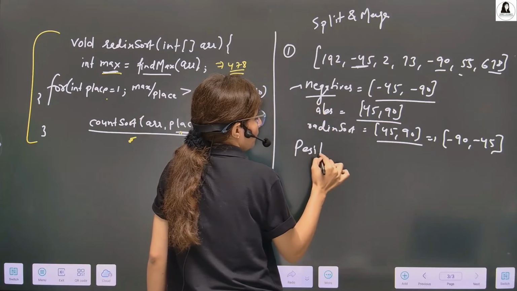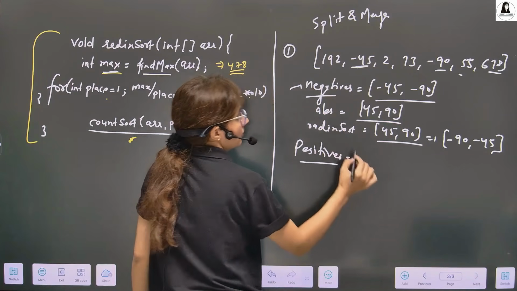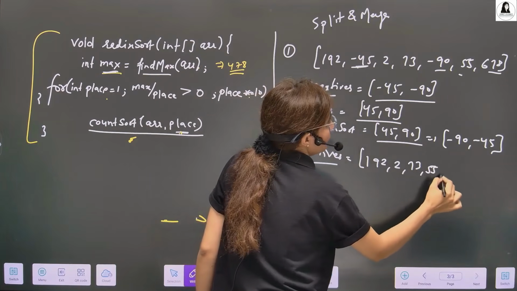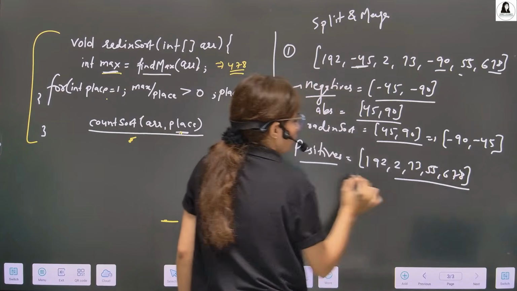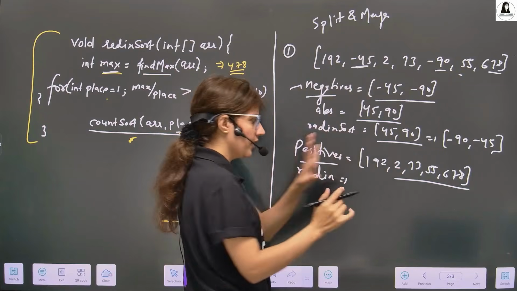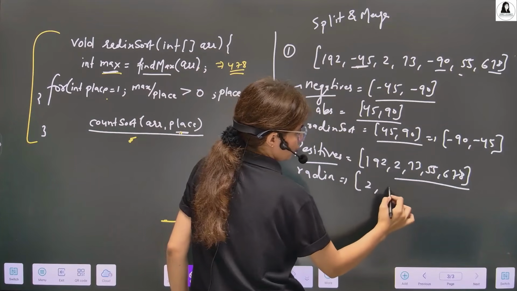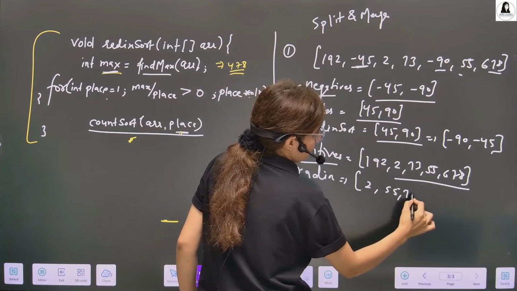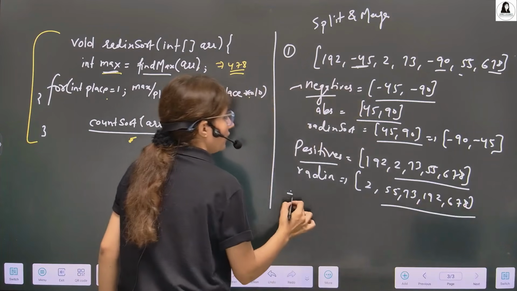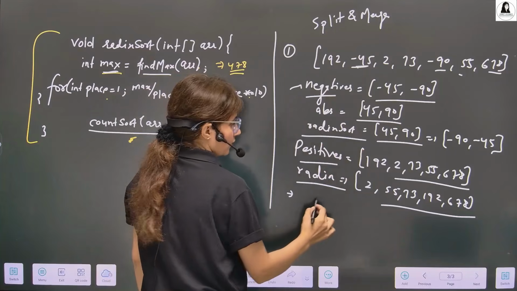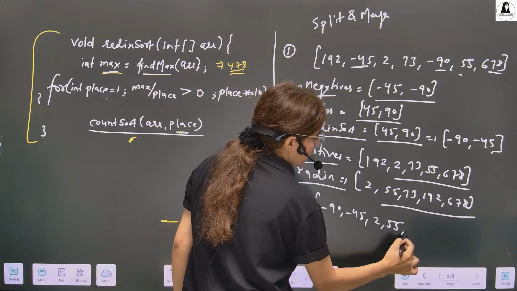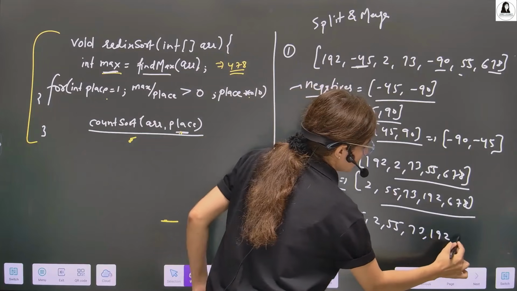Now one array is for positives. Let's name it positive. And here we have 192, 273, 55 and 678. So after applying the same approach, whatever we have seen in radix sort, apply it here and you will get the sorting something like this. 2, then 55, then 73, then 192, then 678. Now we can merge this and this. So this will be minus 90, minus 45, 2, 55, 73, 192 and 678.